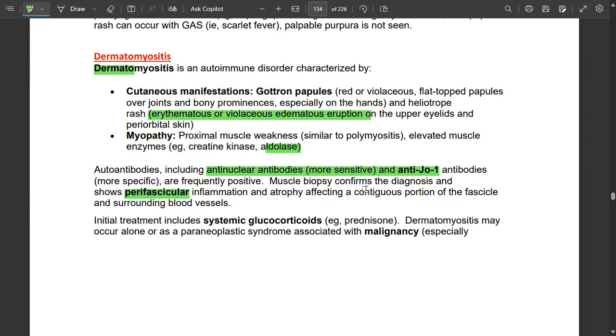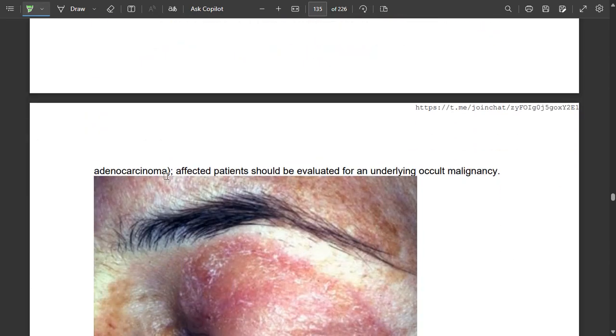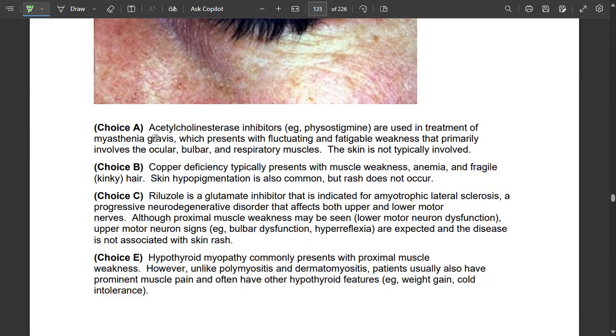Initial treatment includes systemic prednisolone. Dermatomyositis may occur alone or as a paraneoplastic syndrome associated with malignancy, like adenocarcinoma of the lungs. Affected patients should be evaluated for underlying occult malignancy as well. This is heliotrope rash.